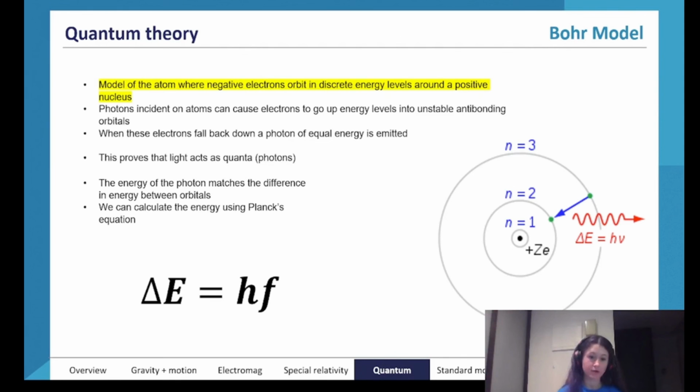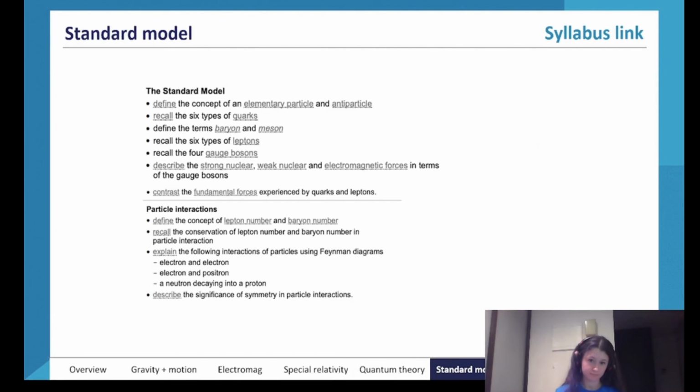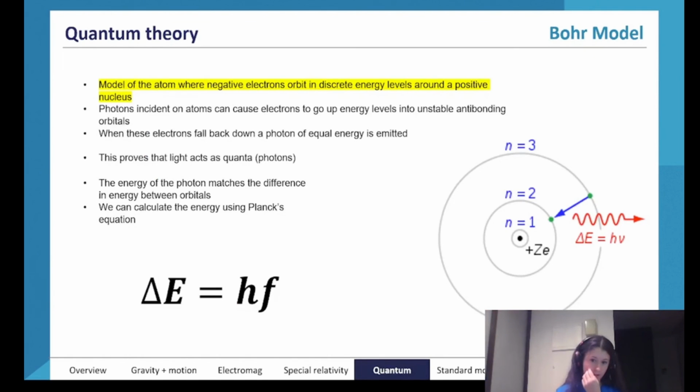We can calculate the energy using Planck's equation, which is what we have here. Change in energy is going to be h multiplied by the frequency, where h is Planck's constant.